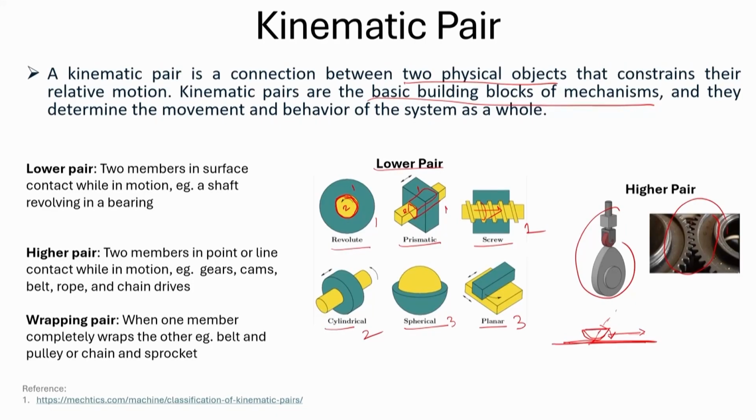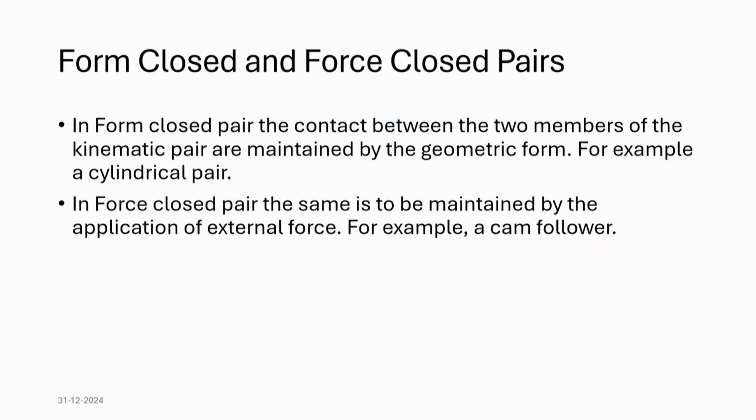Then there is also the third type which is called wrapping pair, because you must have also noted mechanisms like, let us say, pulley based systems, right. So, these are examples of wrapping pair. So, when one member completely wraps the other, like belt and pulley system or chain and sprocket system. So, these are all different types of kinematic pairs.